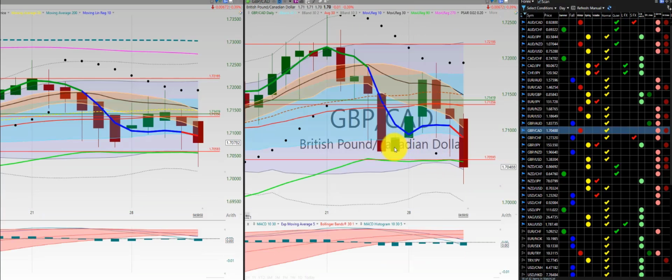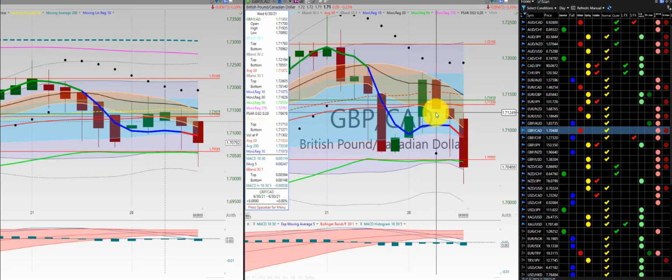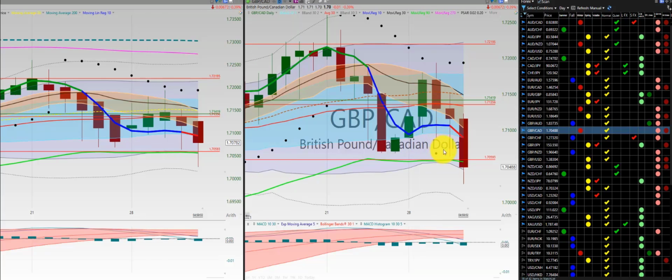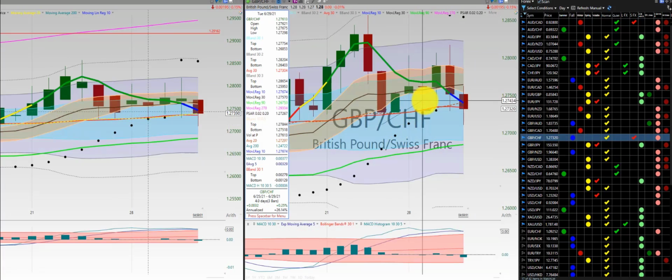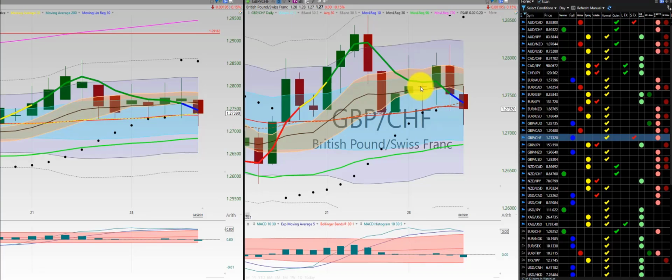British Pound, Canadian Dollar, no trade. Initial trade here, another trade here, out for a small loss on Wednesday. No further trade the rest of the week. British Pound, Swiss franc, no trade here, and no trade here. We had a Gravestone Doji. Price came up above. An initial trade here, out for a loss. No further trade the rest of the week.